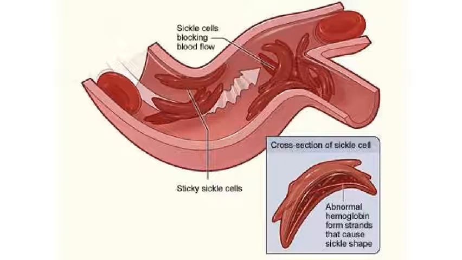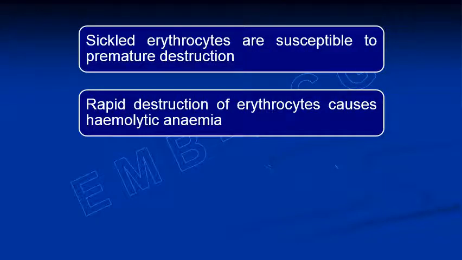Due to abnormal hemoglobin. One more important thing is that the sickled RBCs can get destroyed early, premature destruction. Maybe they will not complete their 120 days lifespan. They will be destroyed early and may result in anemia. Okay, so these are the problems that can happen because of hemoglobinopathies such as HbS.